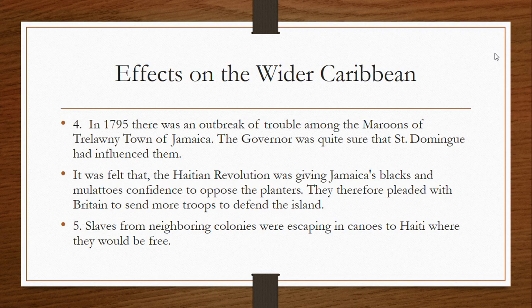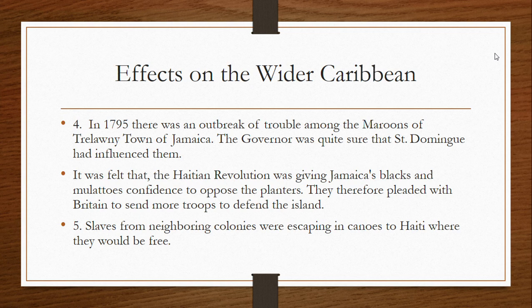It was felt that the Haitian Revolution was giving Jamaican blacks and mulattoes confidence to oppose the planters. They therefore pleaded with Britain to send more troops to defend themselves. Once again, the owners in Jamaica believed that the news of the revolution in Haiti had spread, and so the blacks and the mixed-race people in Jamaica were motivated and had more confidence and were going to oppose their masters. And once again, as a result, they got more soldiers and more troops, so that if this happened, they would be prepared for an attack.